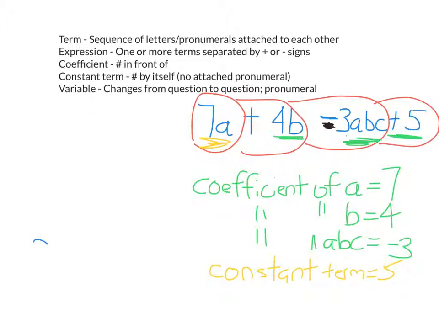It has a letter. So the last thing there is a variable. A variable is just another word for pronumeral. Vary means change, so we call them variables because they change from question to question. A doesn't have to have one value. It could be 1, it could be 2, it can change. So this expression has 4 terms, and it has 3 variables, and the variables are A, B, C, just the letters.